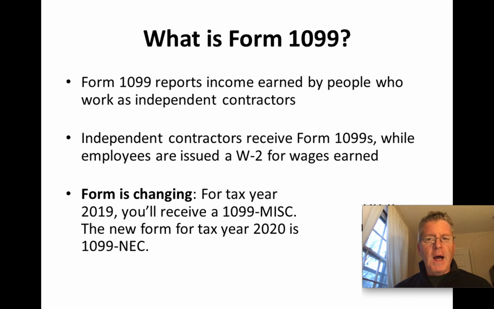Form 1099, independent contractors receive 1099. And it's important to note that the form is changing. For tax year 2019, you'll get a 1099-MISC. Tax year 2020, you're going to get 1099-NEC, which stands for non-employee compensation. The form will change just slightly.